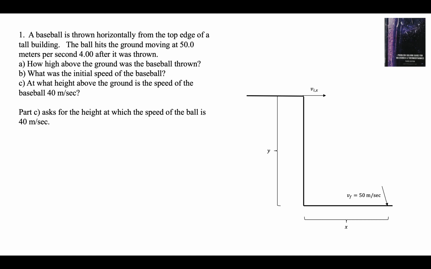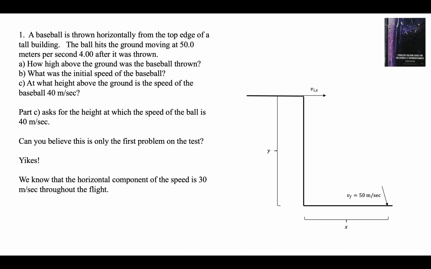Part C asks for the height at which the speed of the ball is 40 meters per second. How high is the ball above the ground when it's going 40 meters per second? I can't believe this is only the first problem on the test. It's impossible. How do you get that? 40 is neither x nor y.